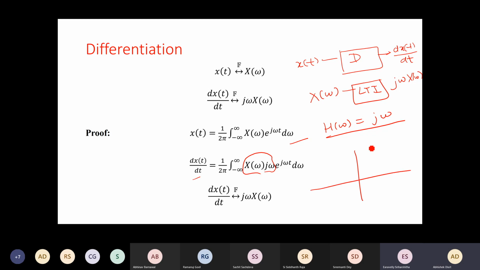So if I plot the magnitude of jω, magnitude of H(ω), sorry, this will be a line. I'm plotting mod of H(ω), so you will have something like this. Now, what kind of filter is this? What kind of filter is a differentiator? Low pass, high pass, band pass, all pass, band stop? High pass. It's a high pass filter.